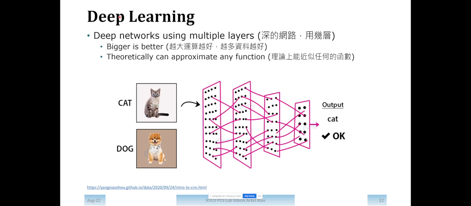Deep learning is a subcategory of machine learning. The difference is that in deep learning, we use what we call deep networks with multiple layers. That's the keyword. We also have the idea that in deep networks, bigger is better: more computational resources, and more data. These are the two big things behind deep learning.